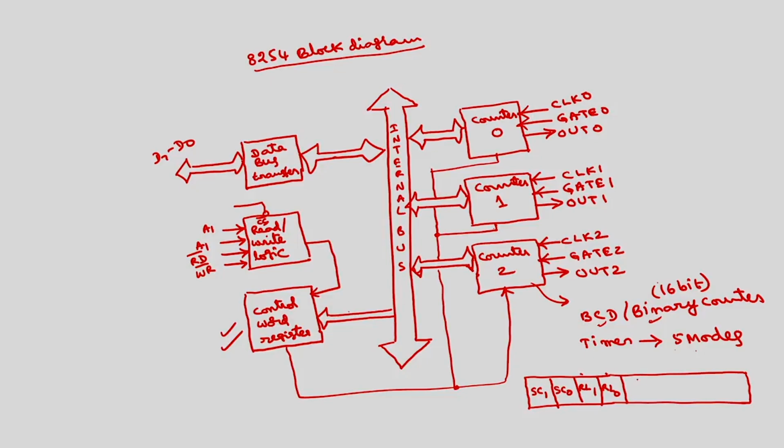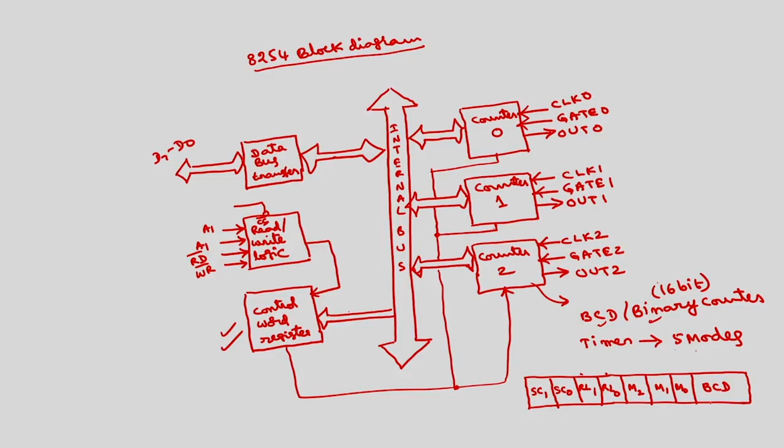I will explain the function of that. Then we have the modes. There are 5 modes, so in order to select these 5 modes, we require 3 control signals M2, M1, M0. Then the last bit is BCD, total 8 bits. If this is for BCD count, this will be 1, for binary count this will be 0.